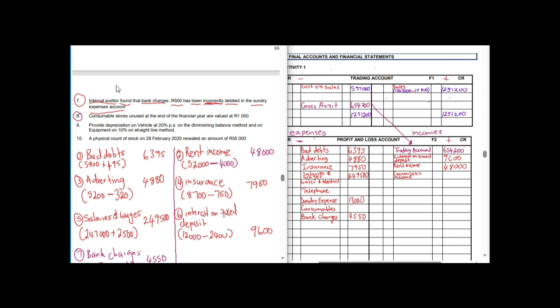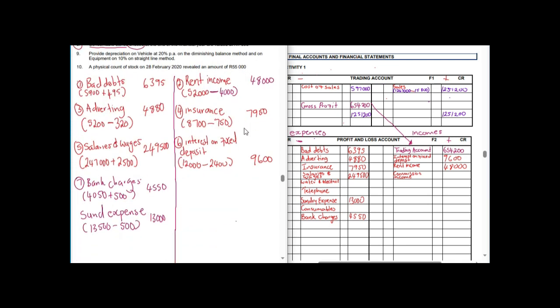Transaction number 8 says consumable stores unused. Based on the information that we have, we know that consumable stores that are unused are regarded as on hand. We call them consumable stores on hand, or the stock taking at the end of the financial year, and they must be converted to an asset. We are going to use them in the next financial year. So the stock on hand at the end of the financial year is valued at 1,000.